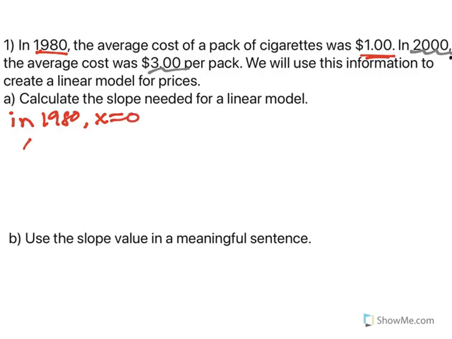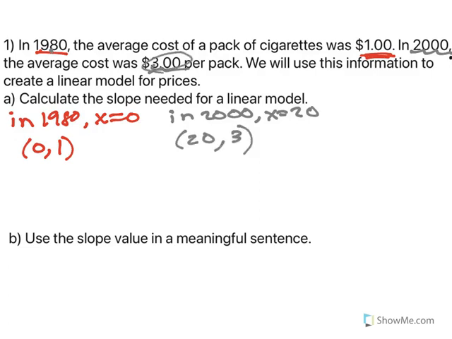So that would mean that my ordered pair is going to be (0, 1). Because if in 1980 x is 0, there's my x value. We know that the cigarettes were $1. I love this for us. Now, thinking through, 1980 to 2000 is 20 years. So that means that in 2000, x would be 20 because it's 20 years later. Okay, so my ordered pair would be (20, 3), since the price was $3.